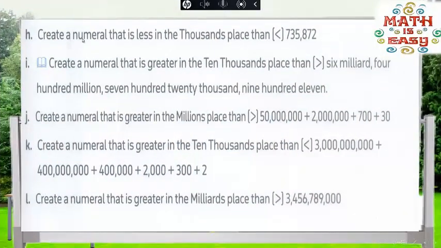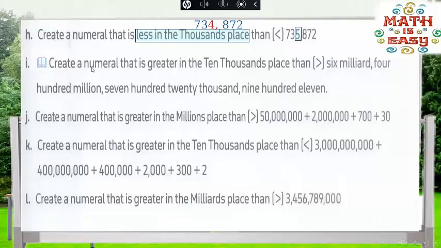H. Create a numeral that is less in the thousandth place. Go to your number in the thousandth place. We have what? We have 5. He wants you to write a number less than 5. Less than 5, 4 is less than 5. So you should write all digits without a change, but you should change only the number in the thousands place like this. 4 is less than 5.